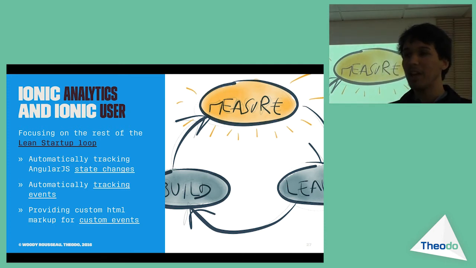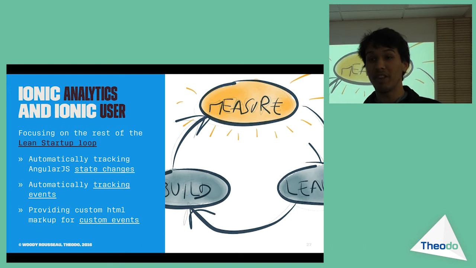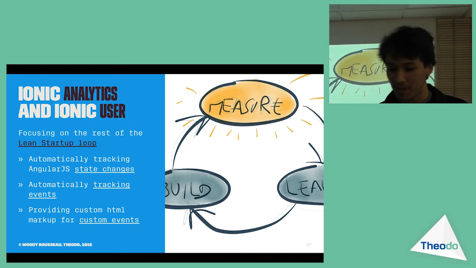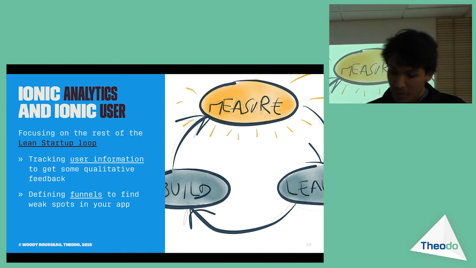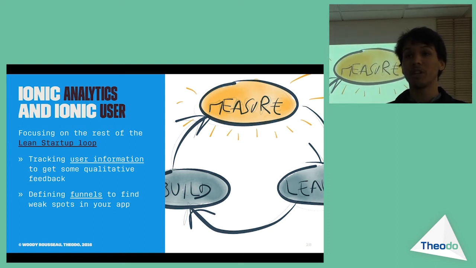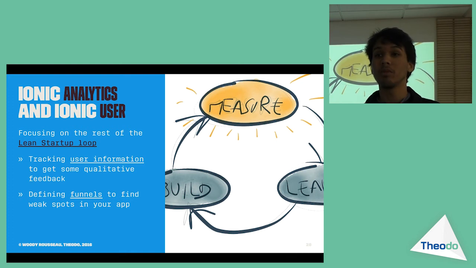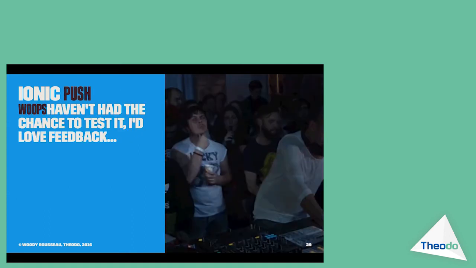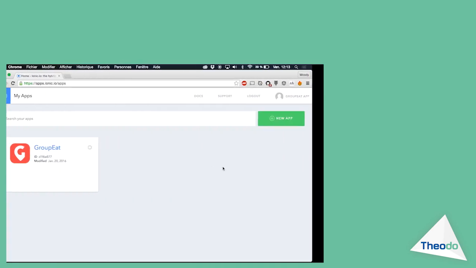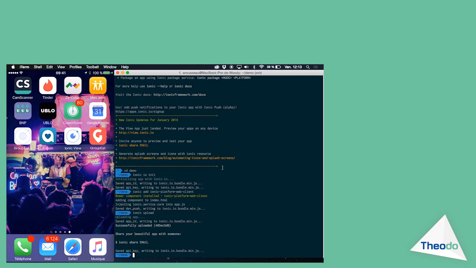It tracks AngularJS state changes automatically, so you can see which pages your users are visiting. It can track events. You have custom HTML markup to mark some elements of your DOM so that you can track some very custom events. You can, with Ionic User, track user information so that you can get some really qualitative feedback. I mean, if someone registered, and you want to follow what he did on the app, you can do that with Ionic User. And you can define funnels to find weak spots in your app. So this is really great. And okay, I'm going to show you how it works very easily.